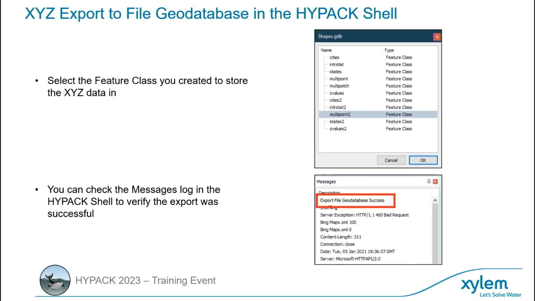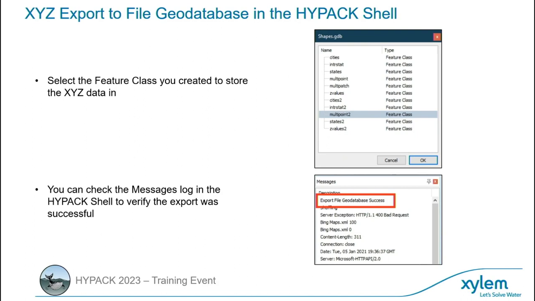So then in here, you'll see this lists all the feature classes that are inside of that geodatabase. So once this pops up, you select the feature class that you created to store that XYZ data in. So in this case, it was multi-point 2.